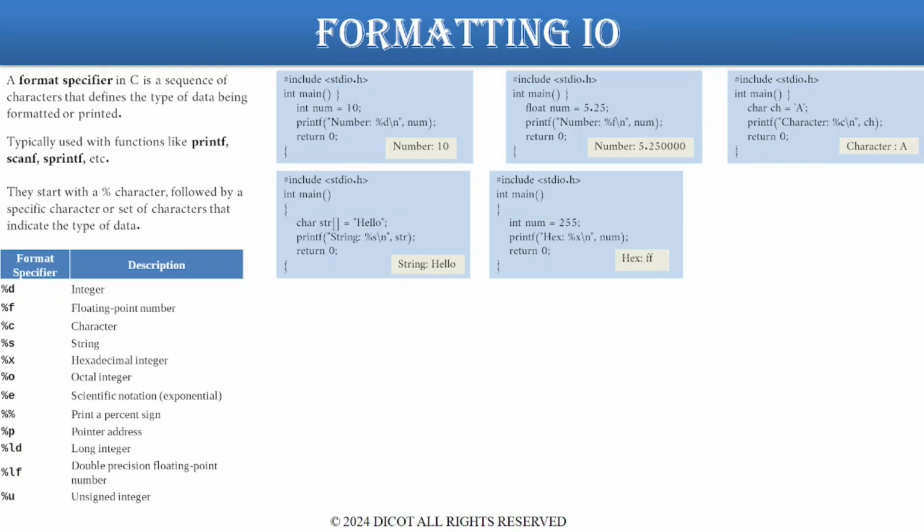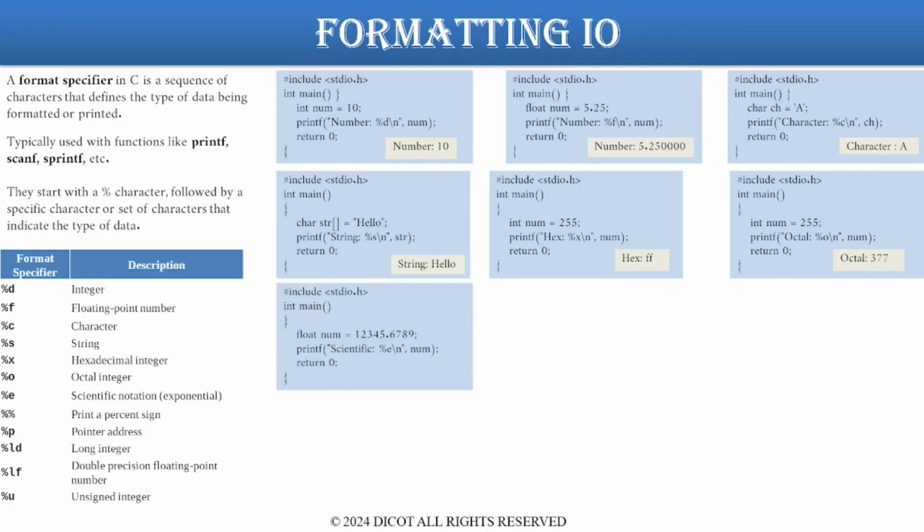Next. In this program, num has been initialized with a value 10. Here, we are trying to display the address of the variable num rather than its value. So we are using &num. So the output of the program is pointer followed by the address of num.